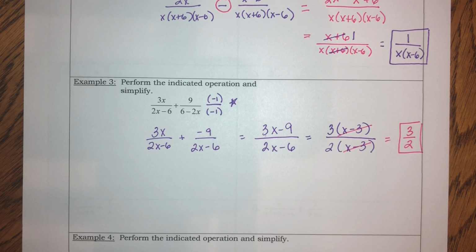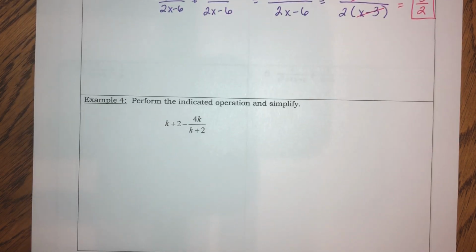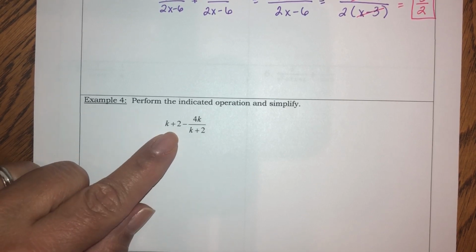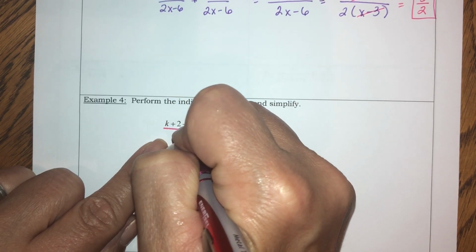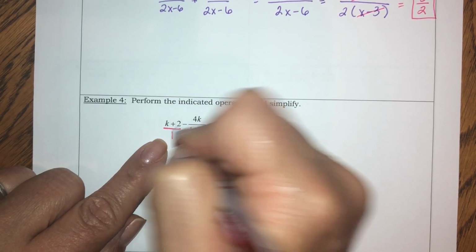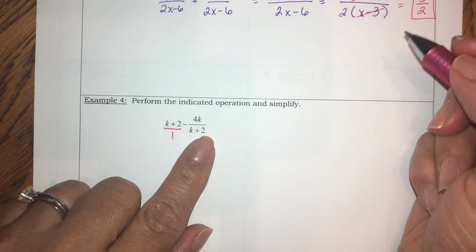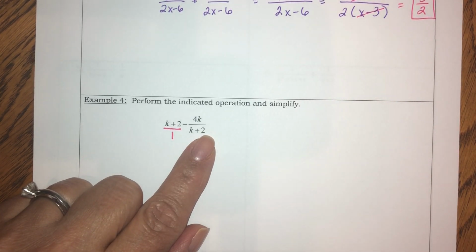And then finally, you have one last problem. When you look down to the bottom, it almost doesn't look like a fraction problem, right? You have a fraction, but the other part isn't a fraction. What you can do is you can take this whole first expression, the k plus 2, and put it over 1. So now you do have two fractions that need to have a common denominator.